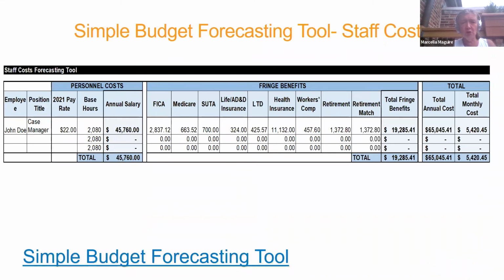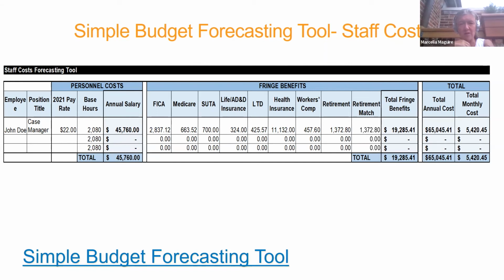So here's our first tool, which is the simple budget forecasting tool. This is looking at your direct services staff. You've got John Doe, one of your case managers. You're paying him $22 an hour, $45,000 a year. Here are all the fringe benefits and taxes you have to pay, et cetera. So what that costs, annually and monthly, for you as an agency to employ John here. The simple budget forecasting tool, you should have that link, or it should be in the Dropbox.